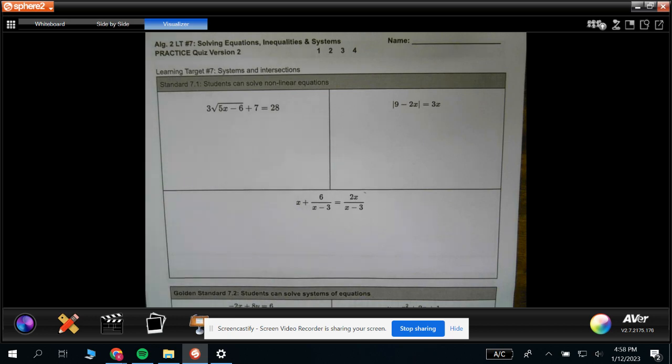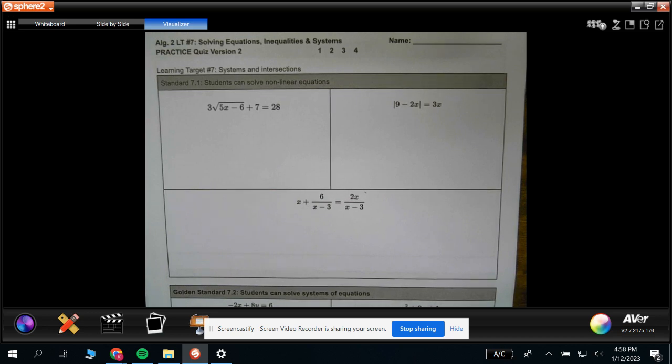All right, we are here to do a walkthrough of practice quiz number 2 for learning target number 7, solving equations, inequalities, and systems. I'm going to do my best to write legibly here. There's a lot of work to be shown to do this well. Show your work. It's a lot of steps, a lot of chances to make a mistake. So let's break this down.